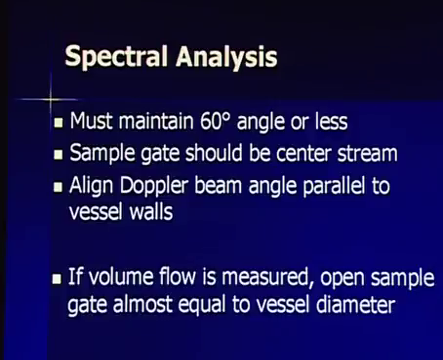The sample gate should be placed in the center stream of the blood vessel, and we should align our Doppler cursor to be parallel to the vessel walls. If we're measuring volume flow, we need to just adjust our Doppler a little bit and open up our sample gate to encompass most of the vessel.